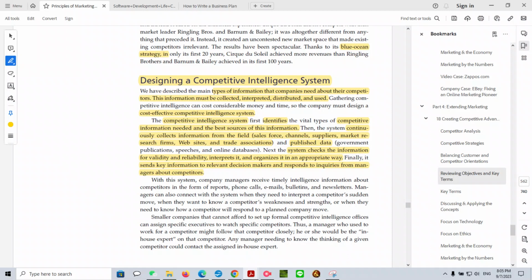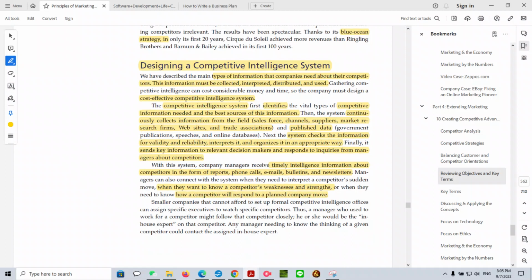With this system, company managers receive timely intelligence information about competitors in the form of reports, phone calls, emails, bulletins, and newsletters. Managers can also connect with the system when they need to interpret a competitor's sudden move, when they want to know a competitor's weaknesses and strengths, and when they need to know how a competitor responds to a planned company move.